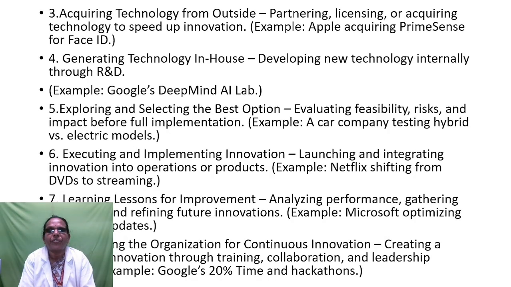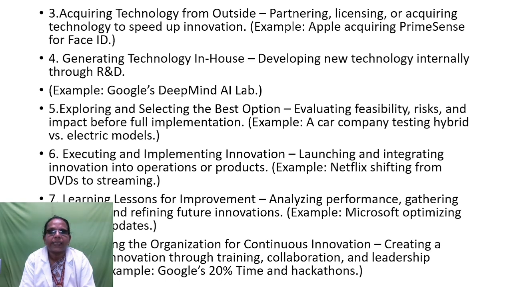Acquiring technology from outside: partnering, licensing and acquiring technology to speed up innovation. Example: Apple acquiring PrimeSense for Face ID. Generating technology in-house: developing new technology internally through R&D. Example: Google's DeepMind AI Lab.